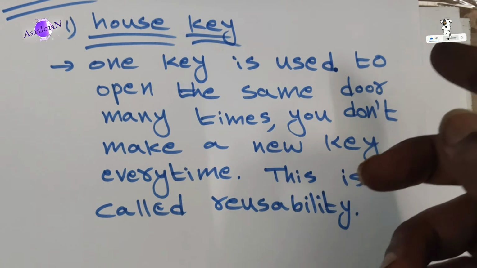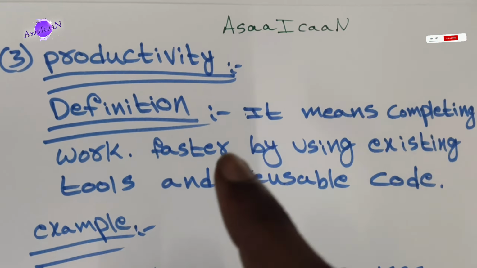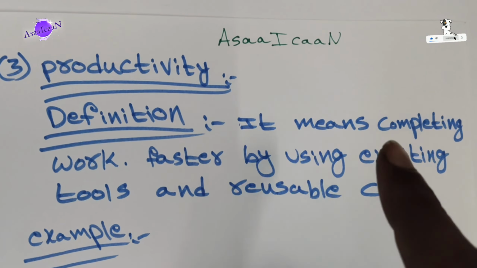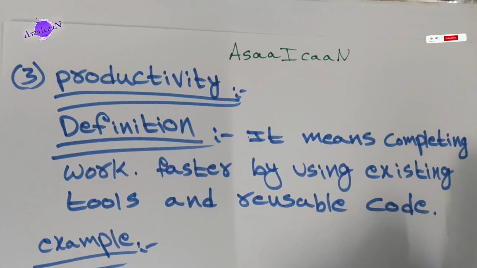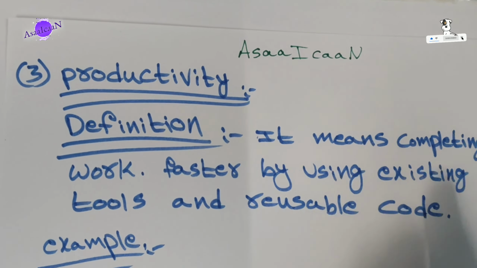So now let's go to the next benefit. Productivity. This is the third benefit of OOP. It means completing work faster by using existing tools and reusable code.